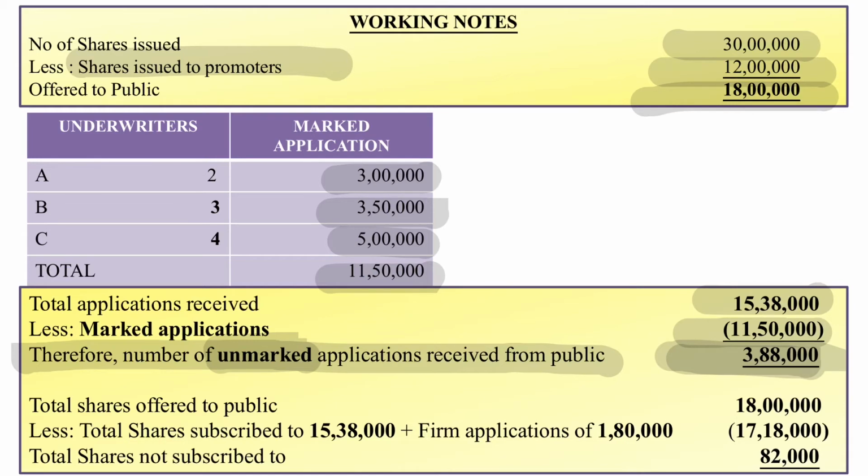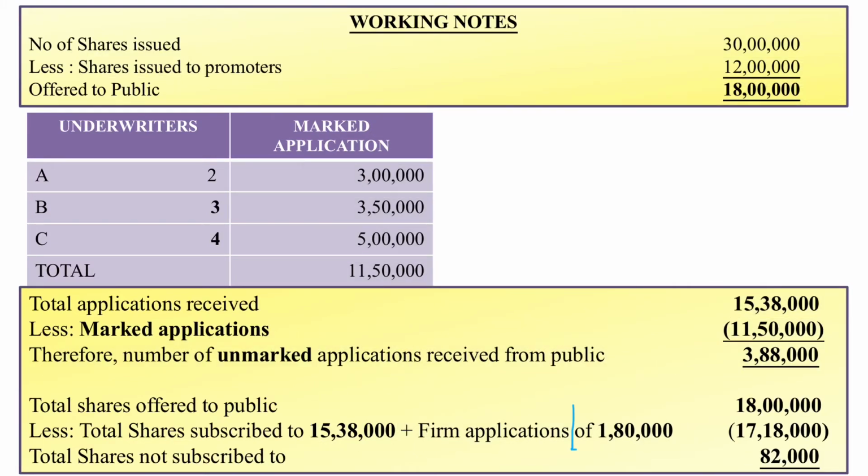But we should not forget that there is something known as firm underwriting as well. The total of all the three underwriters' firm underwriting comes to 1 lakh 80,000. We know that the shares offered to the public is 18 lakhs, out of which we have now received marked plus unmarked together, that is 15 lakhs 38,000 applications. And we also know that the underwriters have promised firm underwriting, which comes to 1 lakh 80,000 together, all the three underwriters put together. So 15 lakh 38,000 plus 1 lakh 80,000 comes to 17 lakhs 18,000. That means we are now short of only 82,000 shares. These 82,000 shares will be filled in by the underwriters in their gross liability ratio.